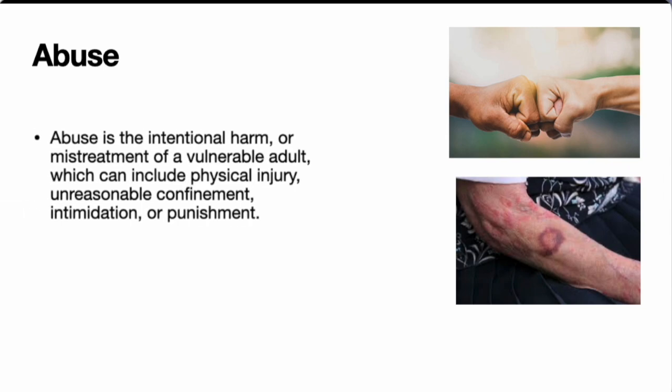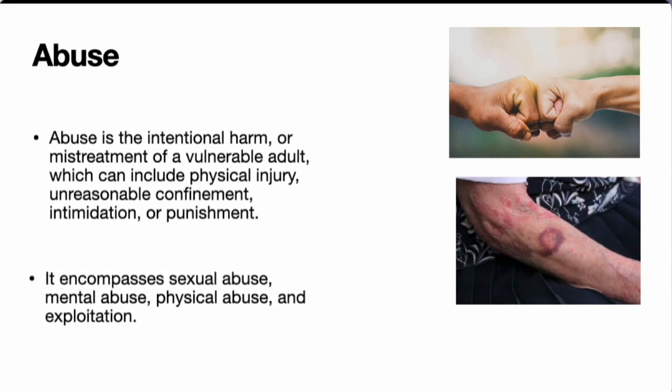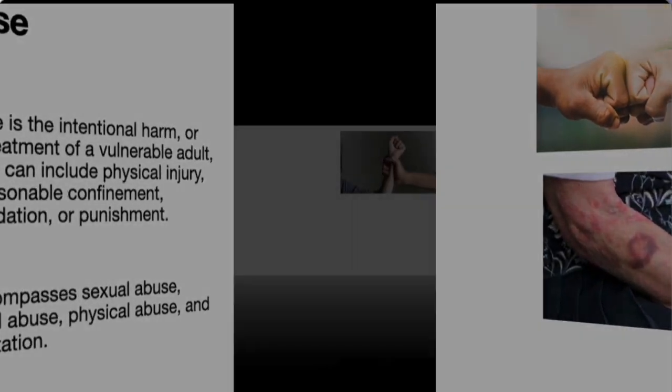Abuse. Abuse is the intentional harm or mistreatment of a vulnerable adult, which can include physical injury, unreasonable confinement, intimidation, or punishment. It encompasses sexual abuse, mental abuse, physical abuse, and exploitation.